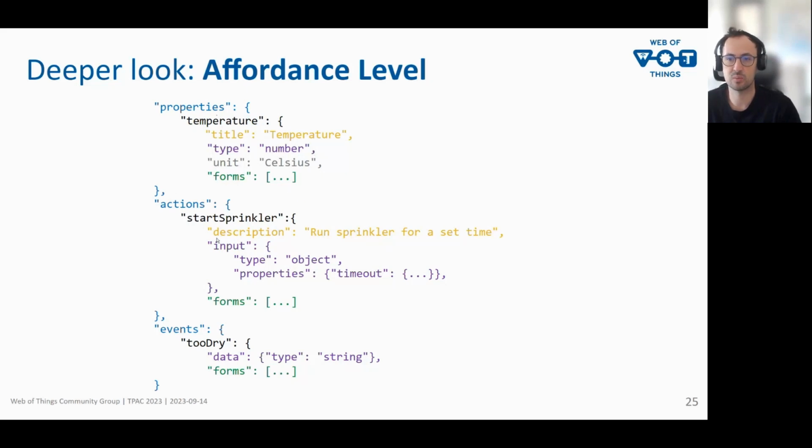For actions, we have a slightly different notation because an action can have input and outputs. So here we are saying that this action has an input, an object, and is a complex object with properties, timeouts, and so on. And with events, we have the data field for explaining the type of the event. Here it is just a string, probably saying it's true, dry. It depends on the implementation, of course.